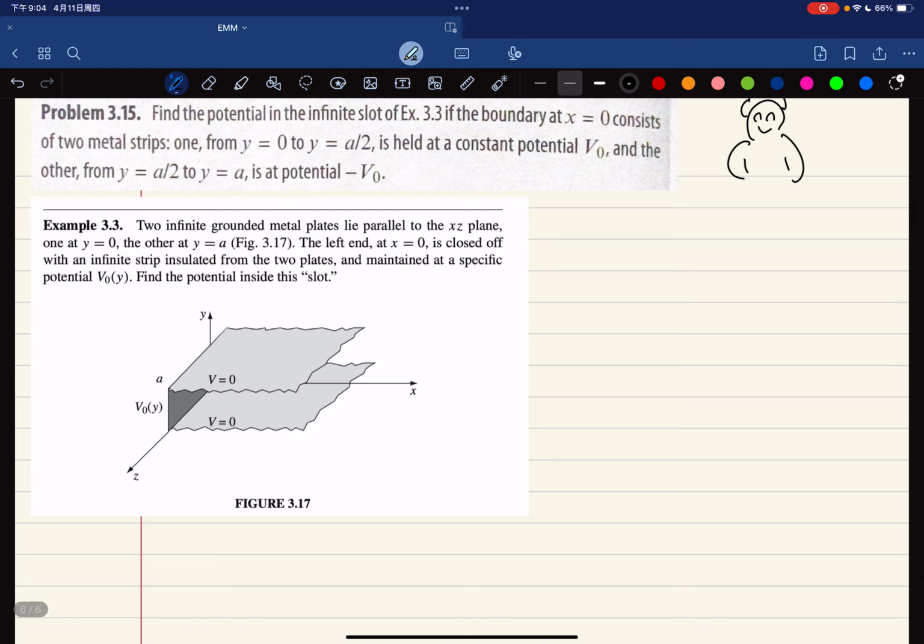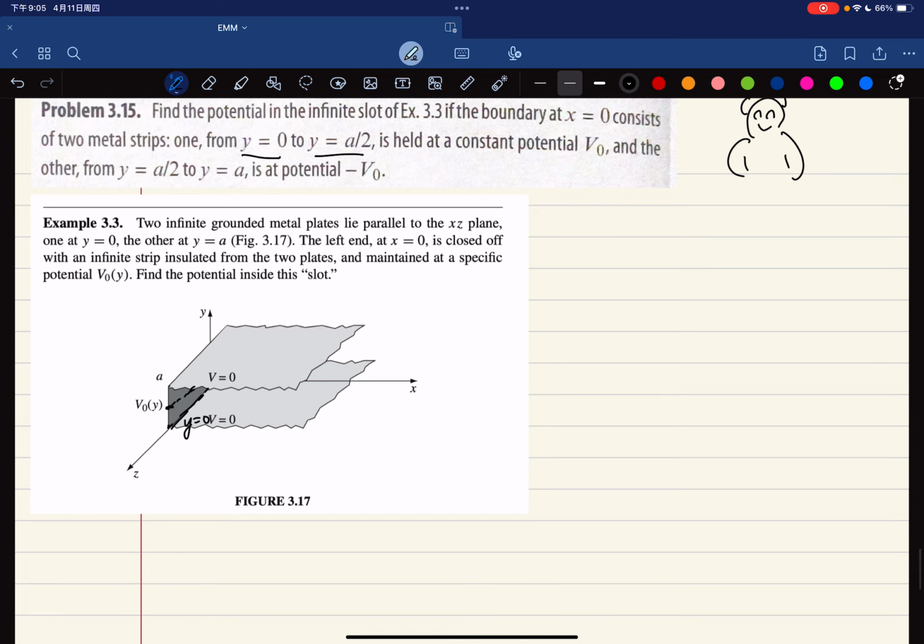From y equals 0 to a over 2, so it's here. This is y equals 0, and this is y equals a over 2. It is v naught, and if it is between a over 2 and a, then this is negative v naught.